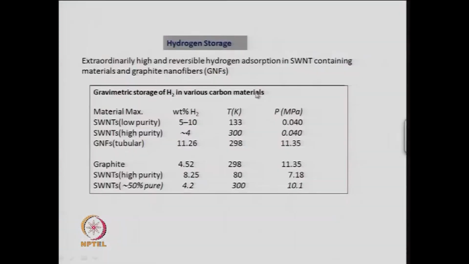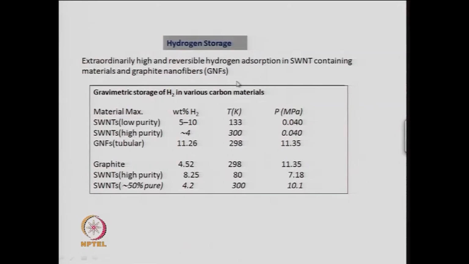Now, coming to hydrogen storage, which is also of importance in many applications where you are going to use hydrogen as a fuel. Hydrogen can be used as a fuel, as you know, it is an important material, but how to store that hydrogen is a matter of concern, and which material can store hydrogen to a large extent. So, hydrogen storage in carbon based materials is shown here in a table.